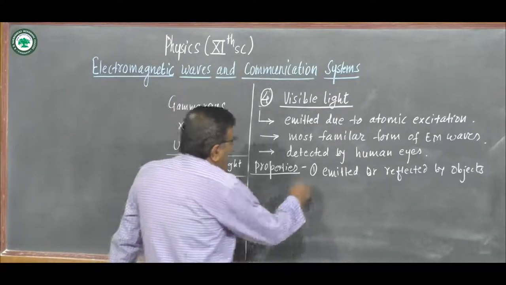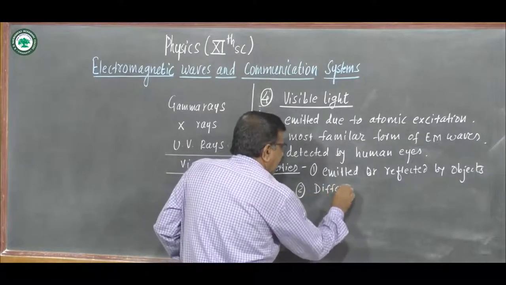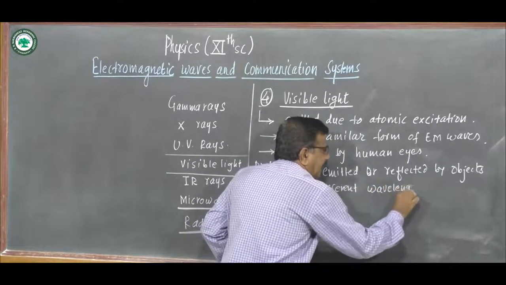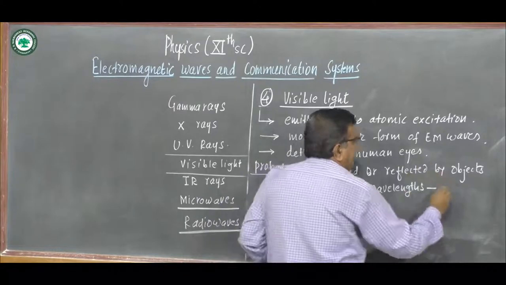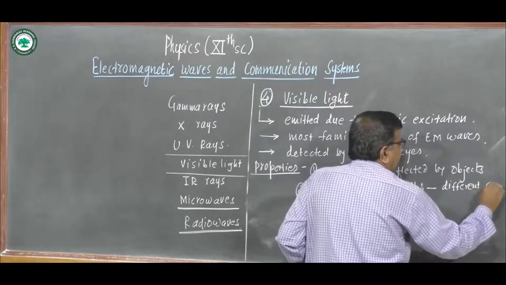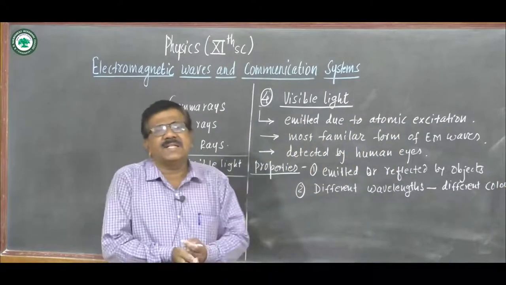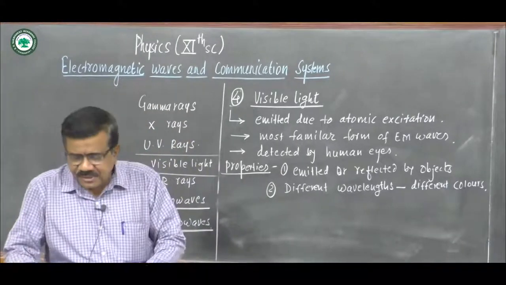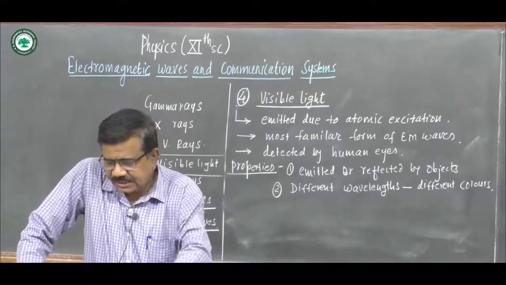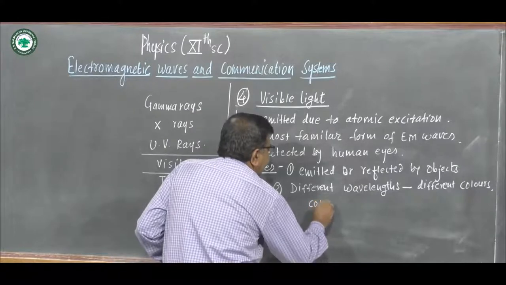Different wavelengths of this light give different colors. We know the SI unit of wavelength of light is meter, and different wavelengths of this light give rise to different colors. We see the wavelengths of some colors.